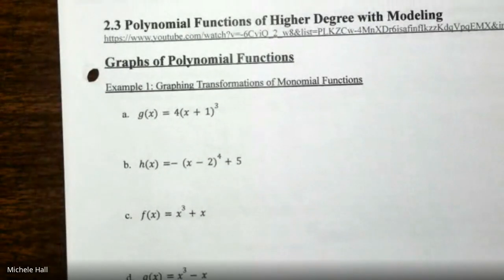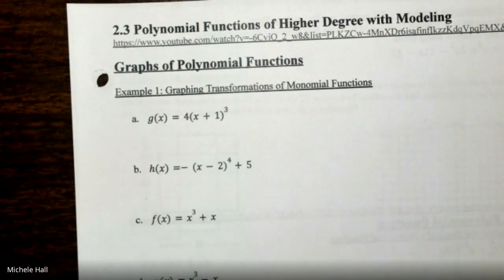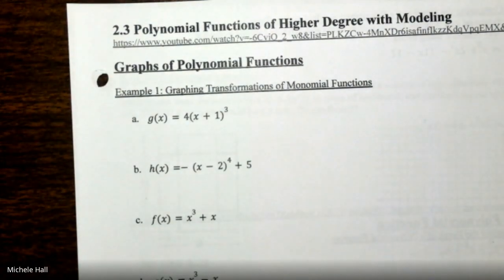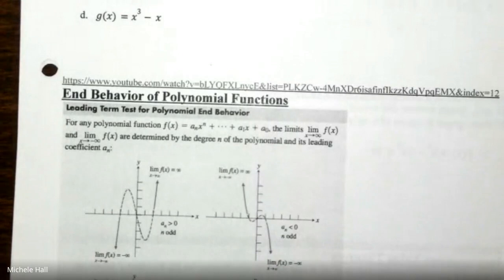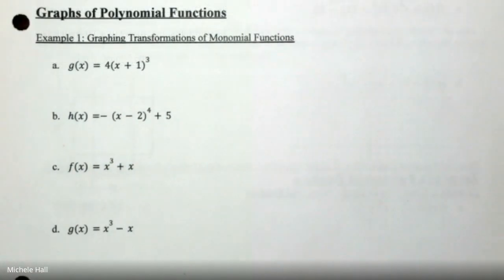2.3, polynomial functions with higher degree and modeling. If you feel pretty good about doing transformations, then we're going to do transformations now on higher degree. And then we're talking about the tails and looking at the limits again from factoring. So now we're going to be looking at higher degree and doing those things. Graphing the transformations of monomial functions.